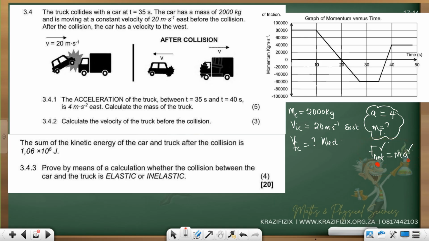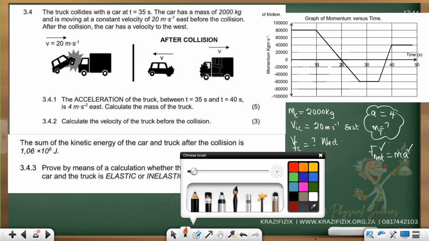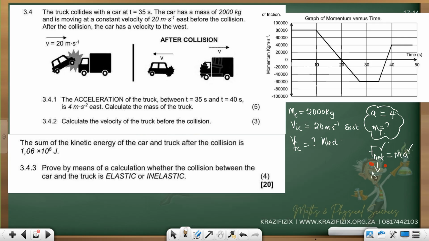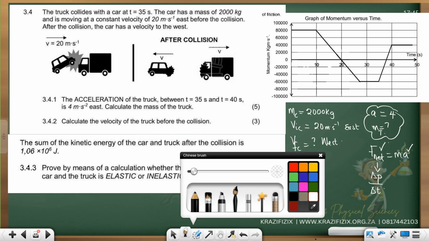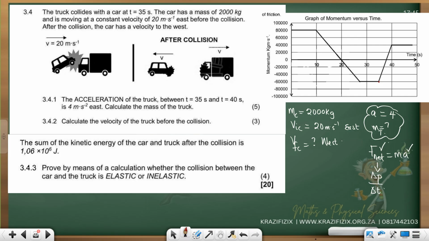If I have my acceleration, if I can get Fnet, I'll be fine. How do you get Fnet? According to Newton's second law, Fnet is change in momentum over change in time. Where did my collision start from? 35 seconds to 40. So that becomes my initial momentum, and that becomes the final momentum. Do you understand what I just did there? If you get that, then we're good.